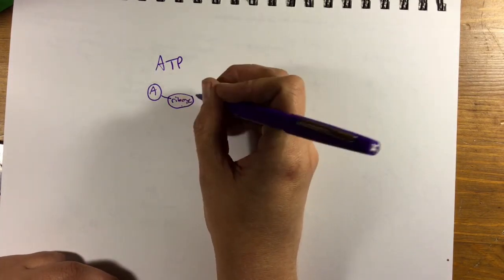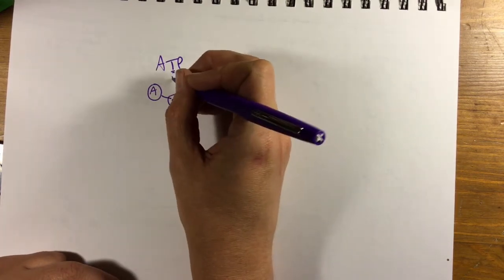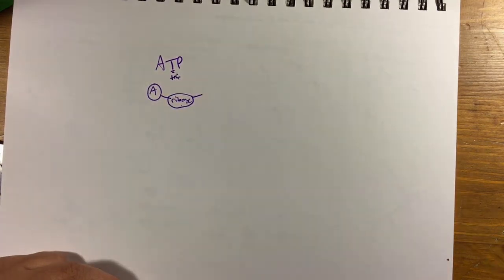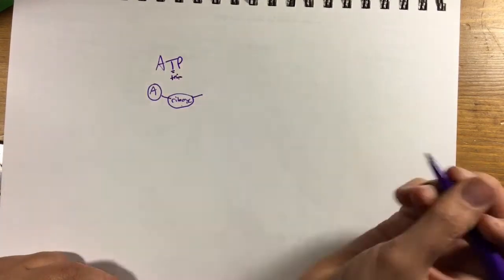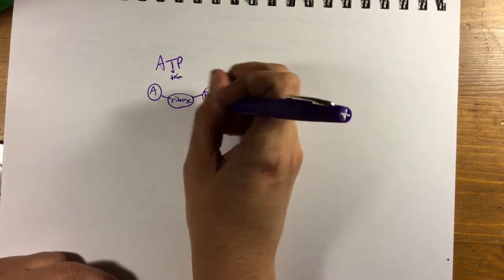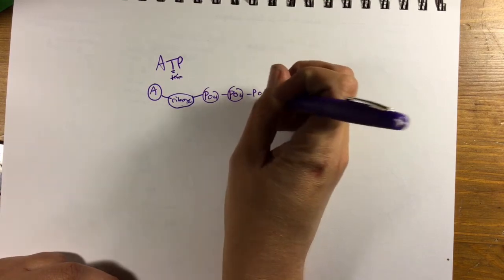And then ATP is going to be bonded to, that T means tri. So adenosine triphosphate. Not try as in try your best, but tri as in three. And so that means it's bonded to 3 phosphate groups, like so.